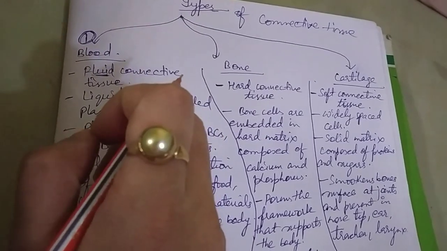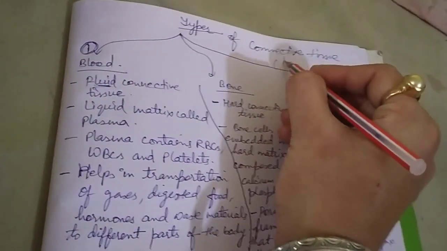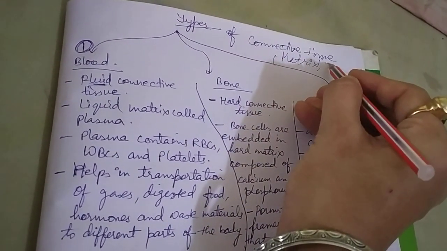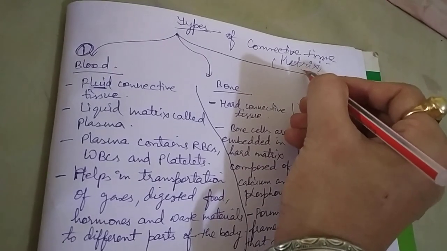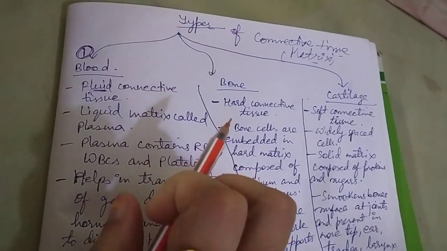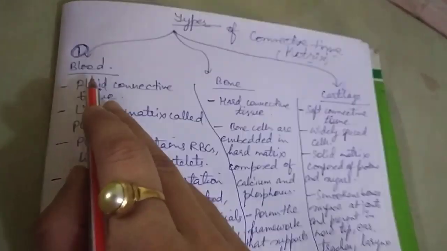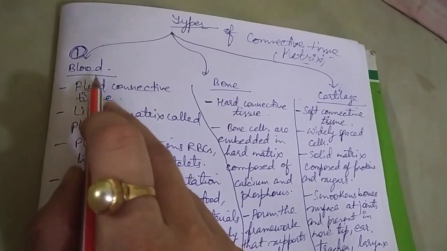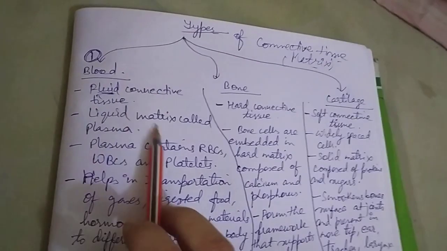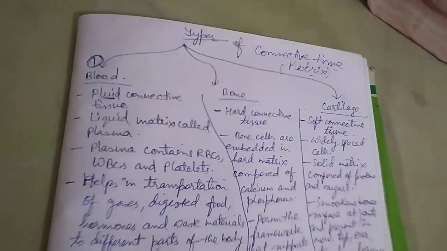I have told you that all the connective tissues have a matrix. The cells of the connective tissue have a matrix, which means a medium. That medium may be solid, liquid, or jelly like. In blood, that matrix is fluid, that is liquid. That's why it is said to be fluid connective tissue. The liquid matrix is called plasma. You all know that blood contains plasma.